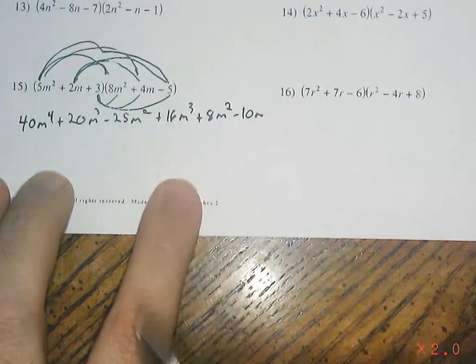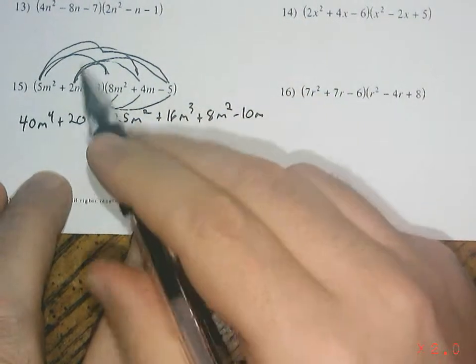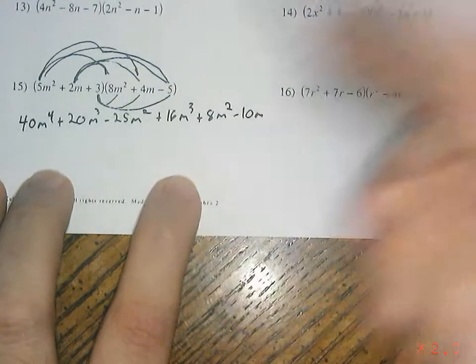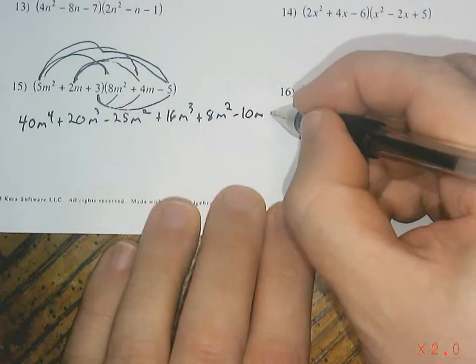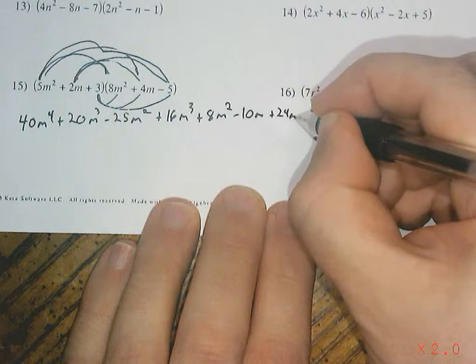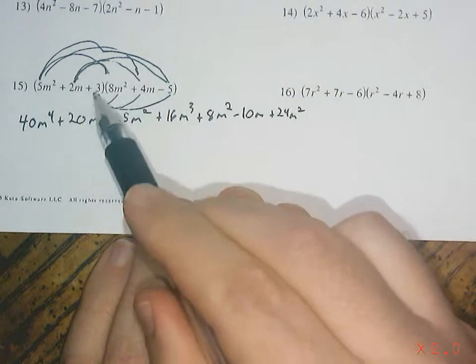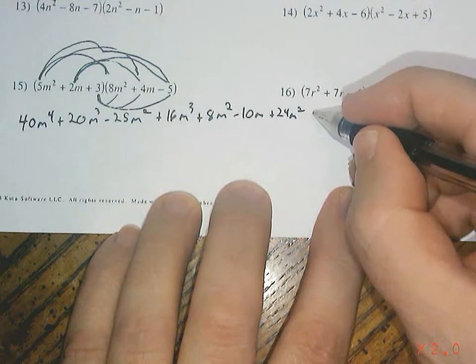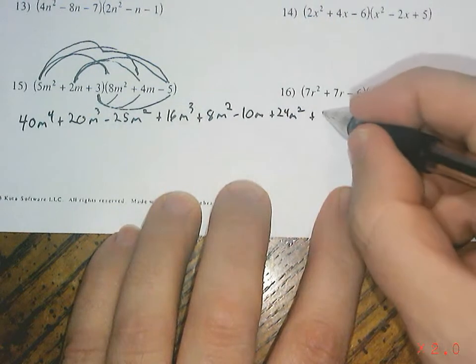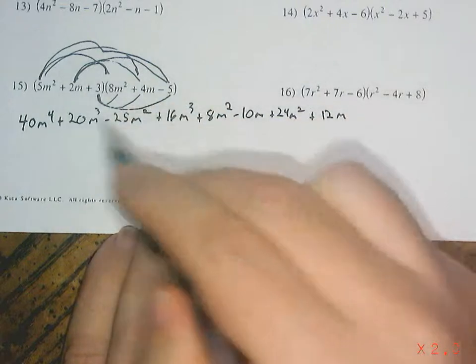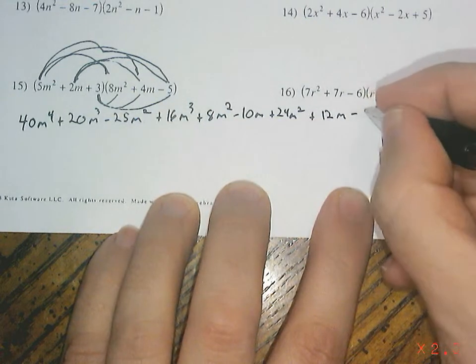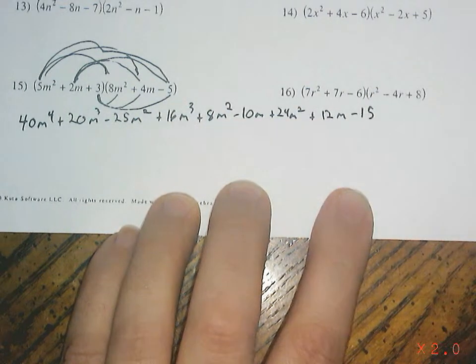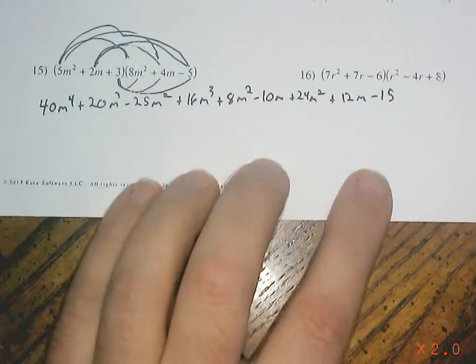3 times 8m. And again, you're just multiplying the coefficient there. So 3 times 8 would be 24. So 24m squared. And then 3 times 4m would be plus 12m. And then 3 times negative 5 would be negative 15. All right. Whew, that's a big number, right?